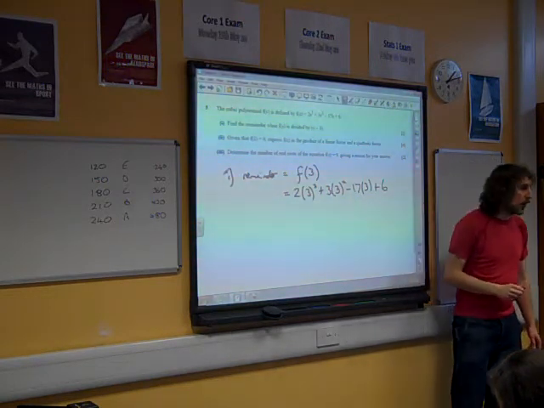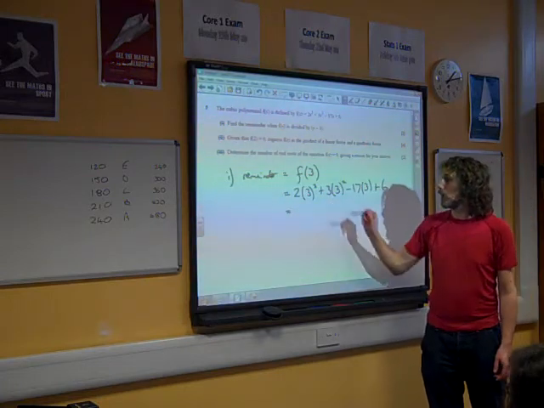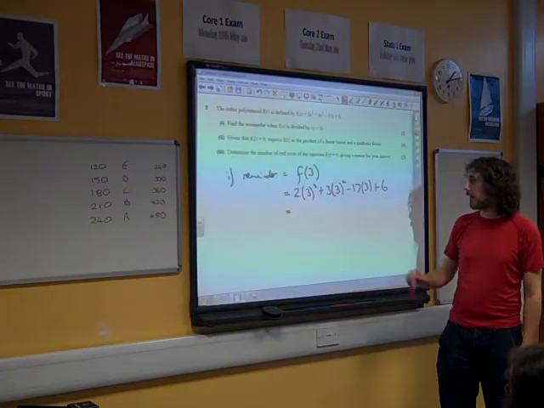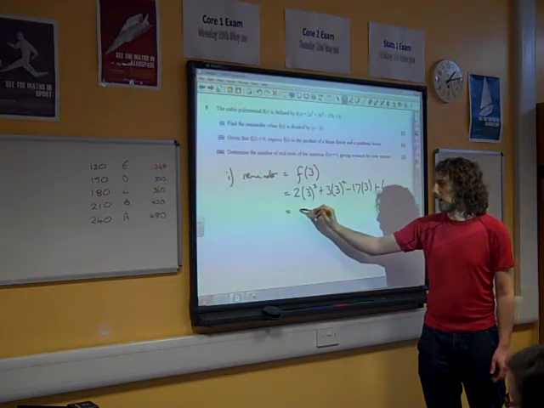We moved on from core 1 that you were doing this morning. We are now allowed a calculator, so we can put them into the calculator. I haven't got one with me, so who needs a calculator?